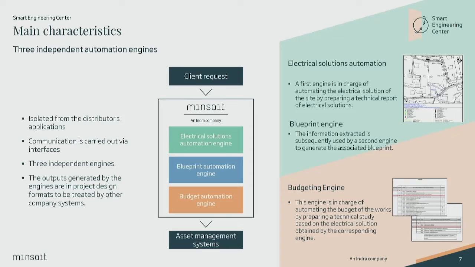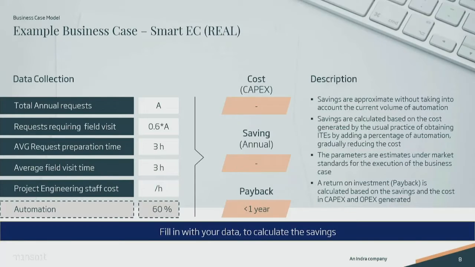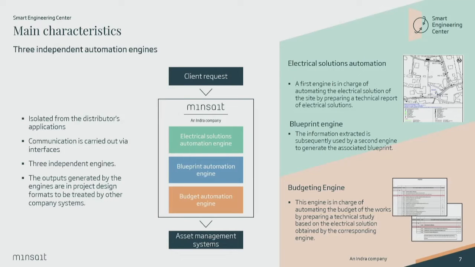The engines are the electrical solution automation, the blueprint engine, and the budgeting engine. We have, from a client request, basically the information goes through this, and through this, and finally the information is passed on to the asset management systems, for example the GIS, because there is an extension in the network. So we pass a file that is then the input for the GIS, right, and creates the file.